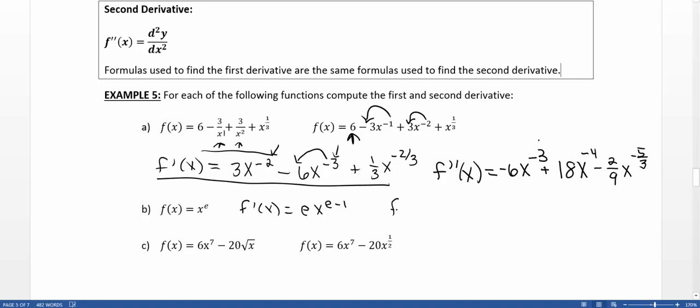To find the second derivative, we're going to take the derivative of the first derivative, which means that this e minus 1 is going to come down in front. So we have e times e minus 1.